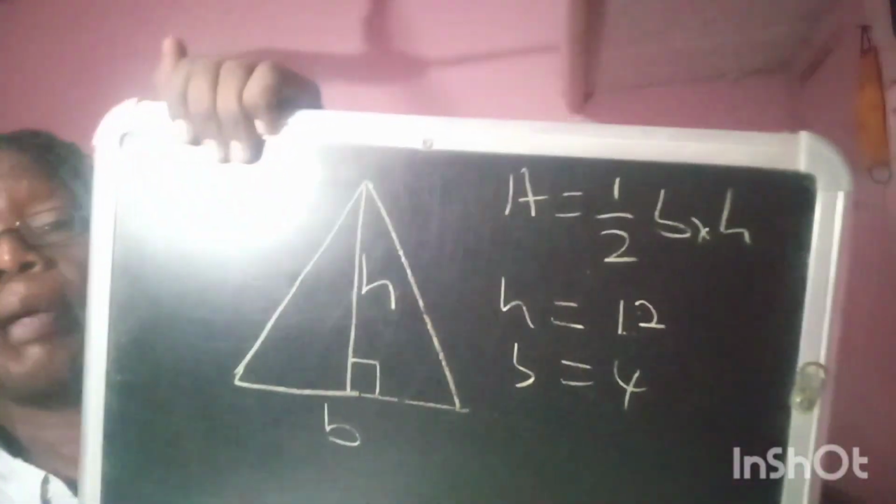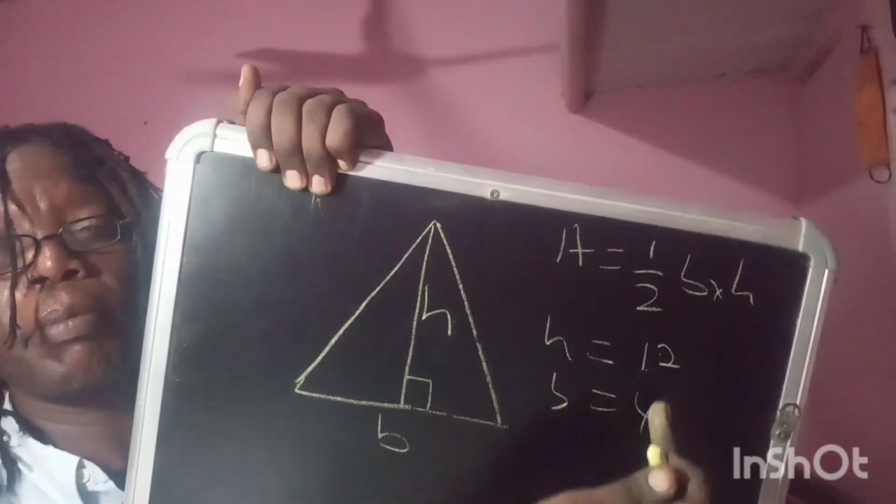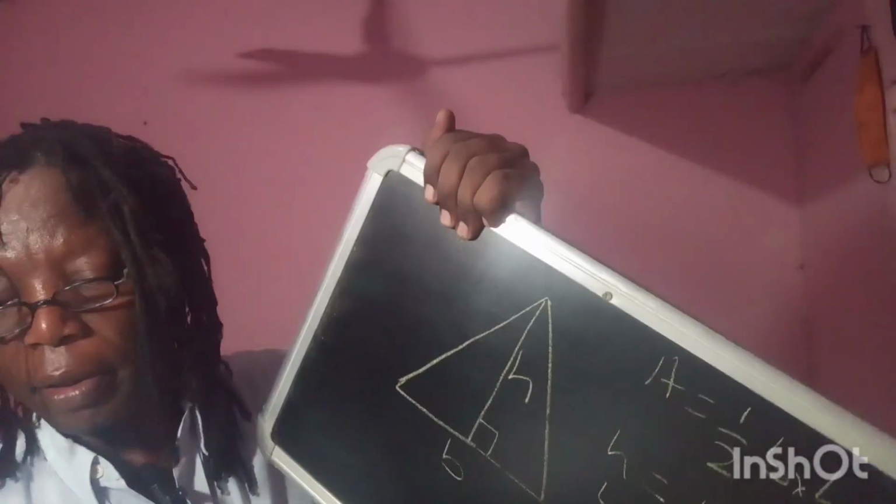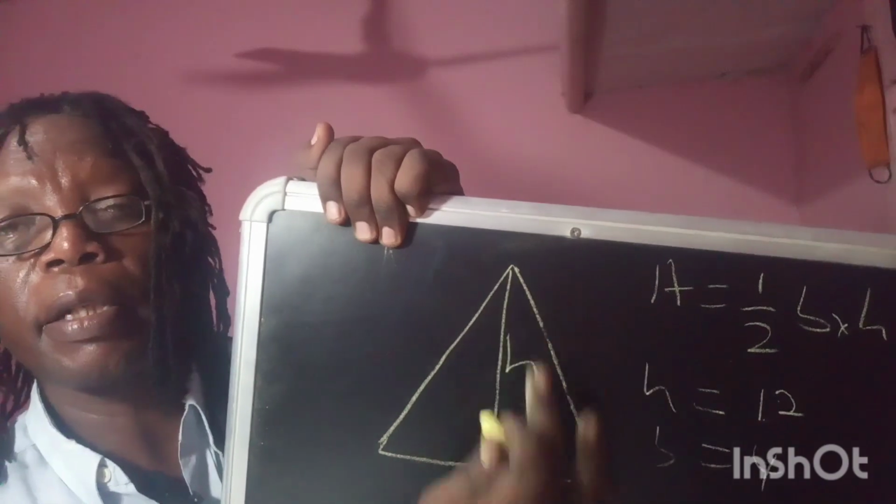Now, let's say height is equal to 12. Okay, let's put it 10. Let's say 12, whatever. And then let base be equal to 4. Now, I'm making these figures up from my head. Okay. So you can see that height is 12. So from here to there is 12.